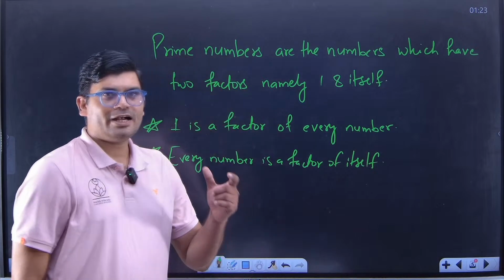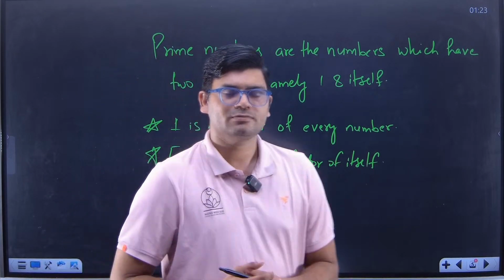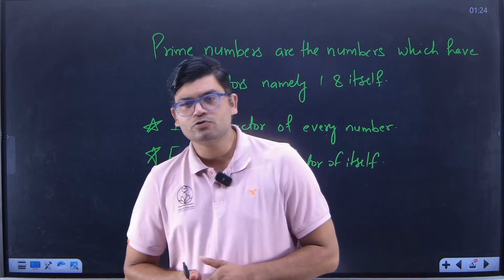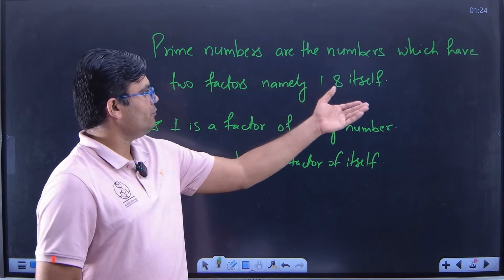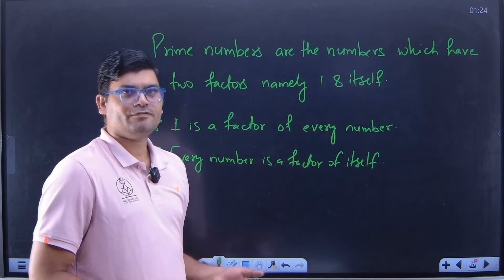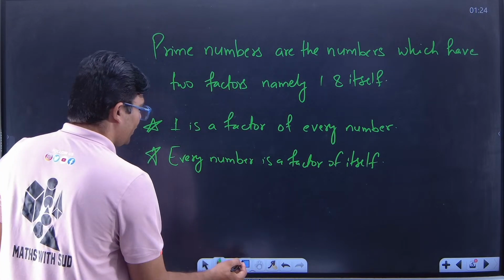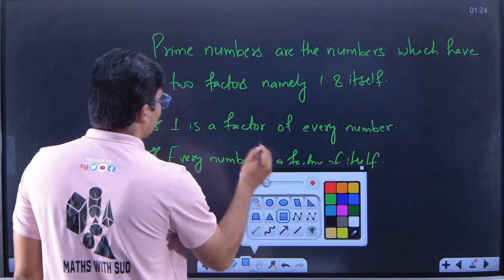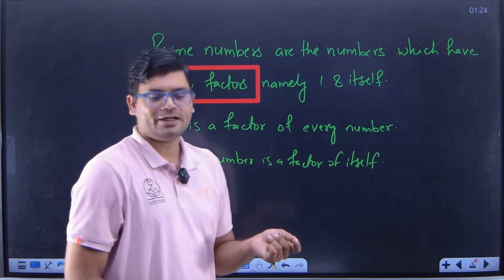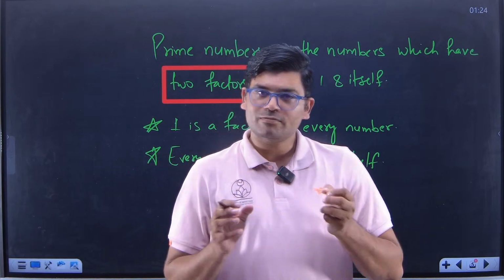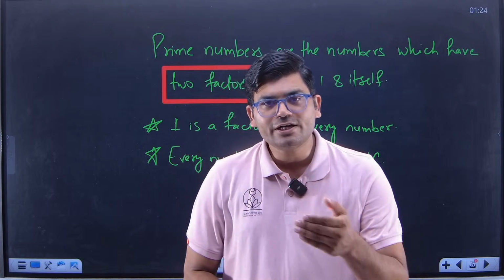Now you must understand the logic that, by this definition, 1 is not a prime number. Most of the students get confused and think 1 is also a prime number because it has 1 in itself. See, you must have at least two factors. Since 1 has only one factor, that is 1, and the number itself is also 1, 1 is not a prime number. Neither is it a composite number.